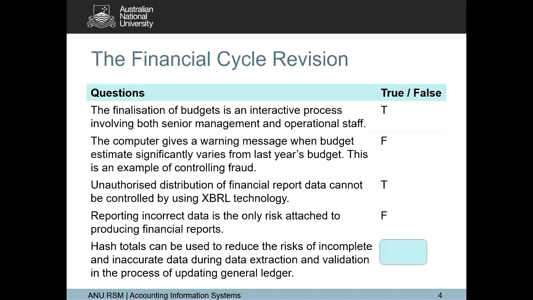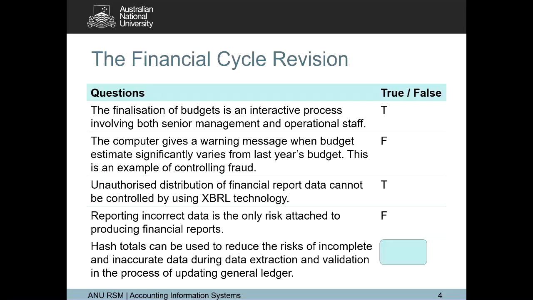Hash totals can be used to reduce the risk of incomplete and inaccurate data during data extraction and validation in the process of updating the general ledger. True or false? What is a hash total first?